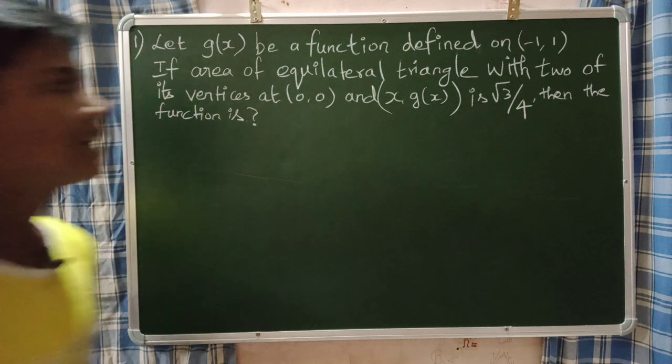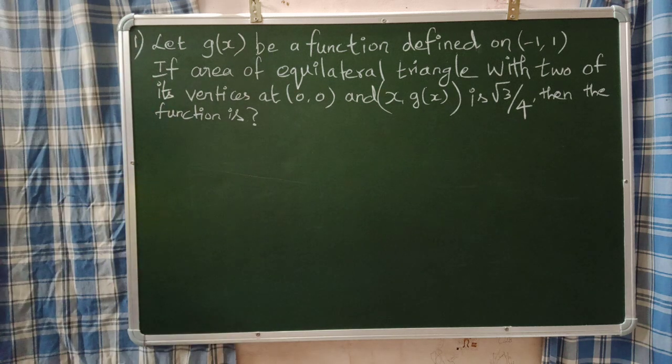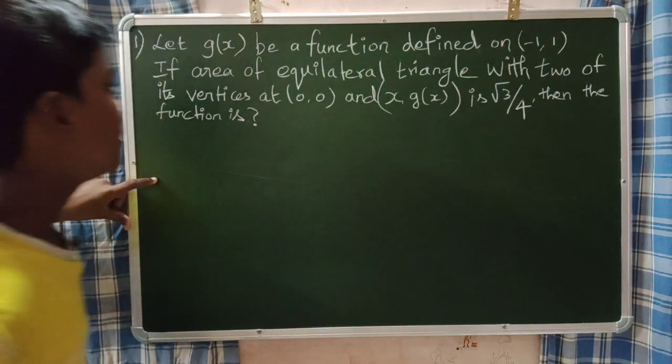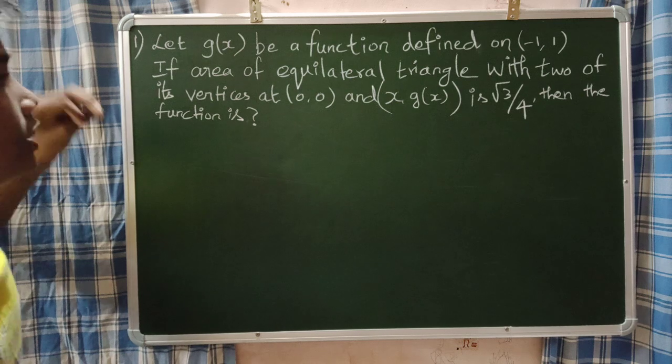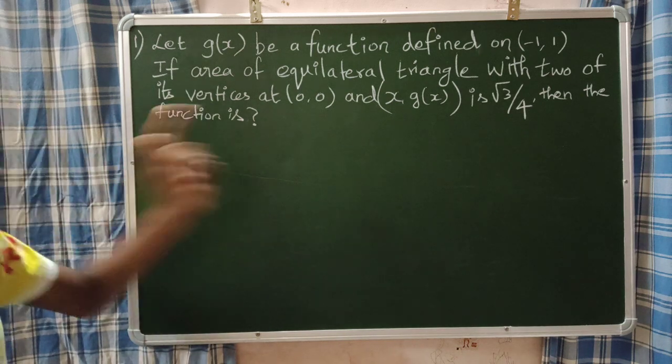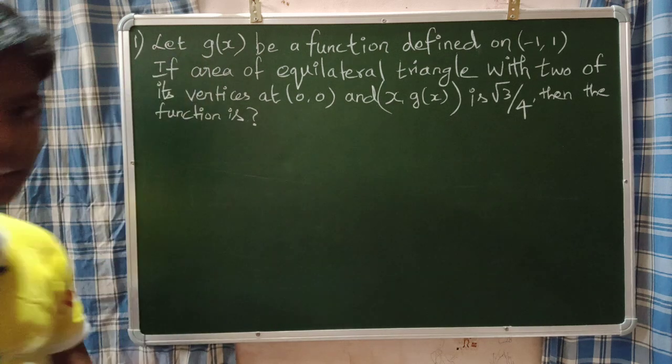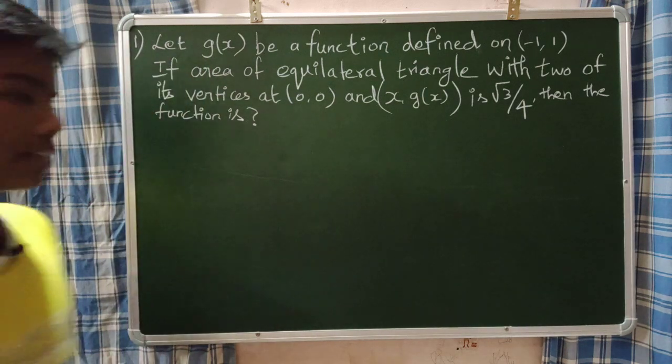Now guys, there is a function and they are given that the area of an equilateral triangle with two of its vertices at 0 comma 0 and x comma g of x is root 3 by 4. Then they are asking what is that function, that is, what is g of x. So guys, let us find that.